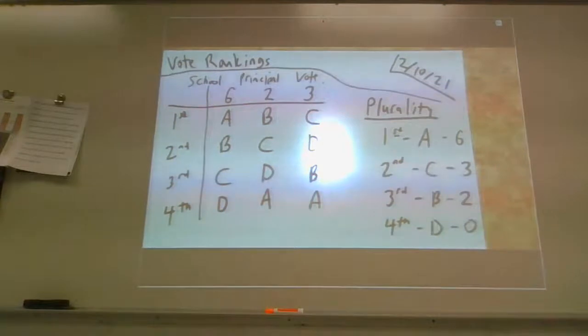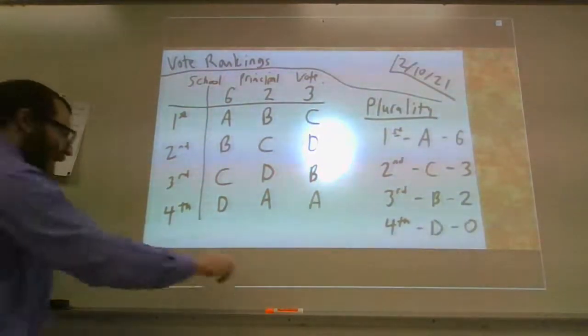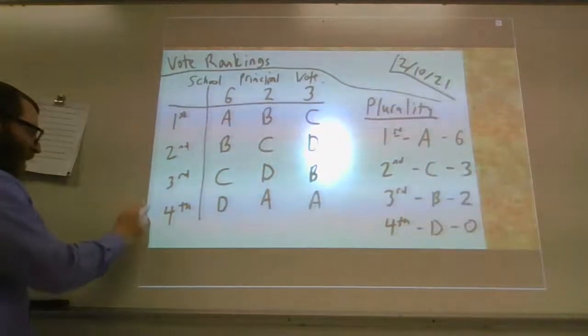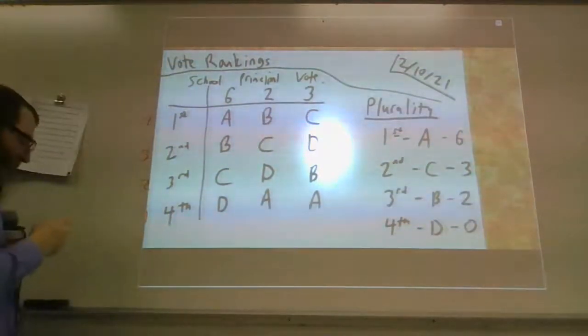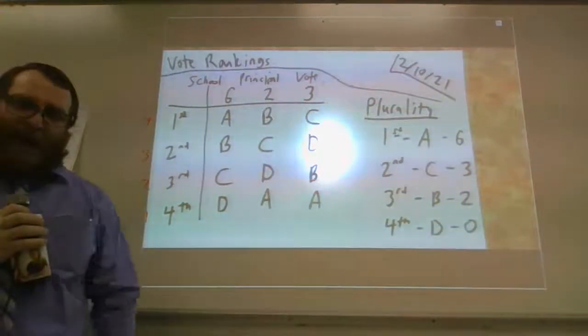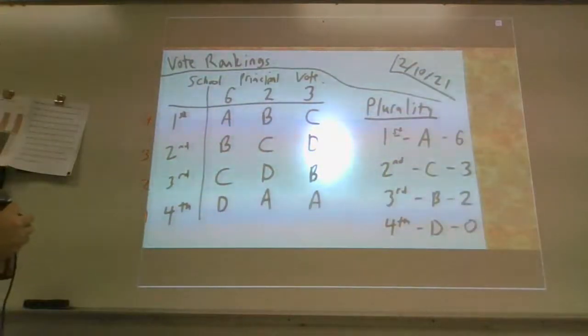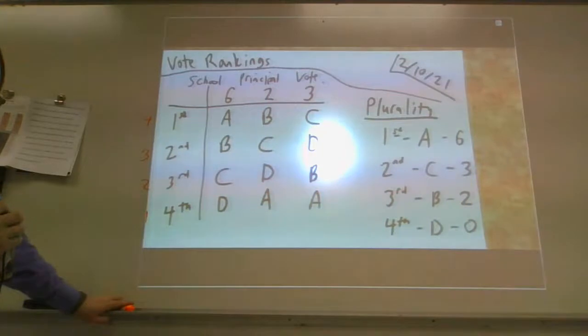Now, remember, with the Borda count, you assign point values. Typically, every last place vote is worth 1 point, then 2 points, then 3 points, then 4 points, working your way up to the top. It depends on the number of candidates that you have. So let's figure out the Borda count.